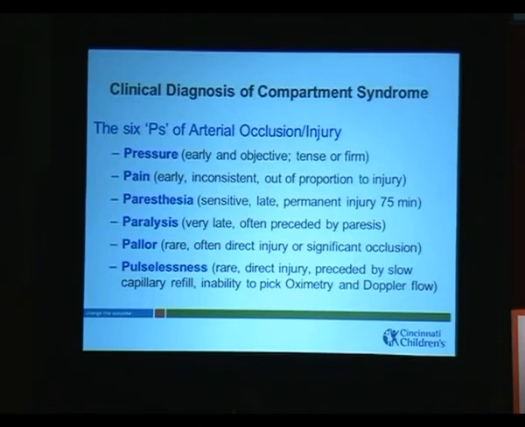That's the pressure. The pressure builds up first before it compromises vascular perfusion. And so that's early and very objective, unlike pain, which is inconsistent, it's very subjective. And I work with children, they cannot even report pain. It's unreliable. As he mentioned, at least he accepted that it's subjective and unreliable, and it has low sensitivity.